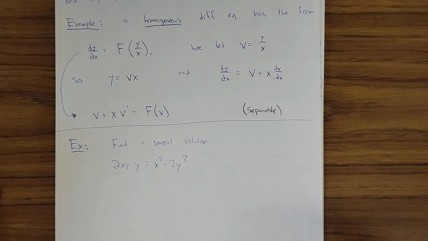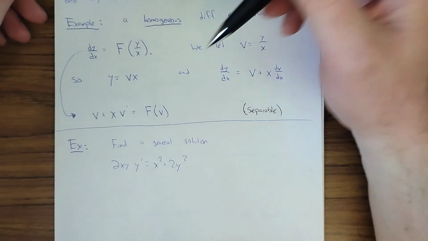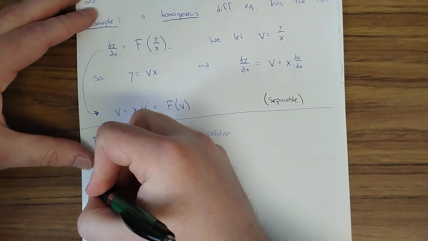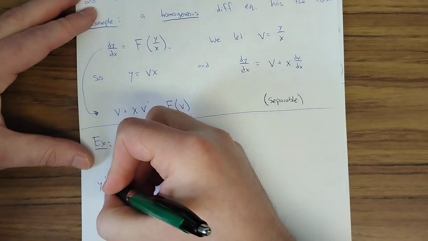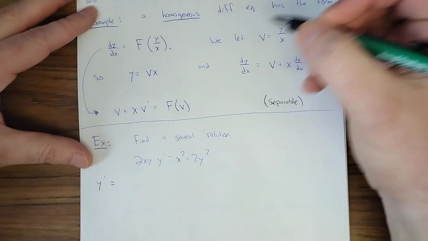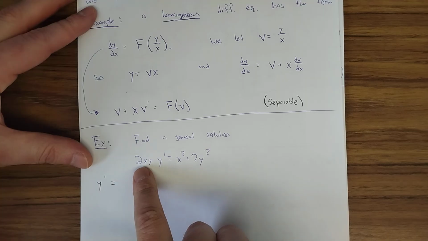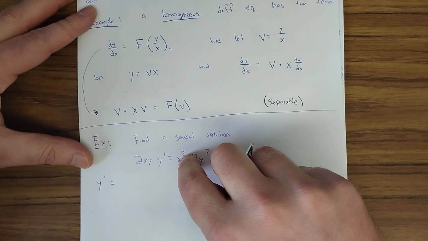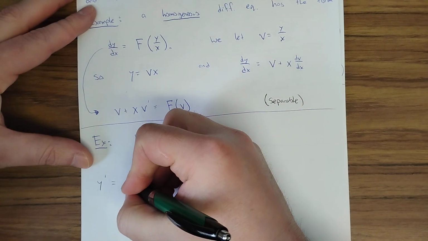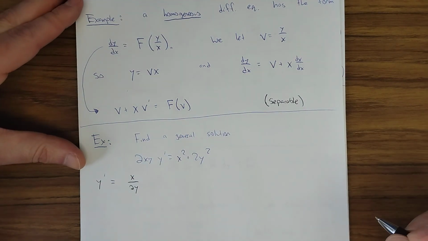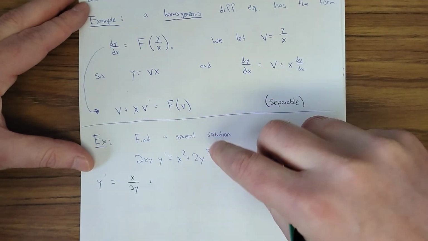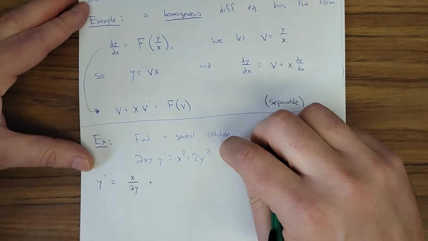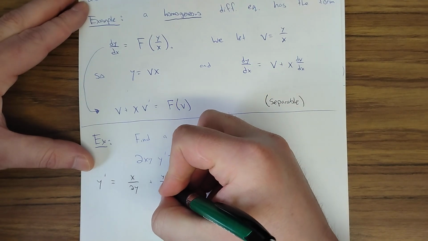Let's do an example. So here's a differential equation, and first of all, it may not be obvious that this is homogeneous. Let's solve for y prime. So I'm dividing everything by 2xy. When I divide this by 2xy, I'm going to cancel an x over 2y. When I divide this by 2xy, I guess the 2 cancels and the y cancels, so I get y over x.